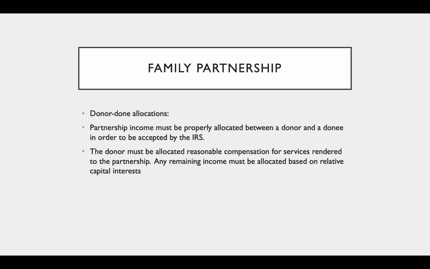And also donor-donee allocations are heavily scrutinized. The partnership income must be properly allocated between a donor and a donee in order to be accepted by the IRS. And the donor must be allocated reasonable compensation for services rendered to the partnership. Any remaining income must be allocated based on relative capital interest. So in this family partnership, there's less wiggle room in how to allocate things.